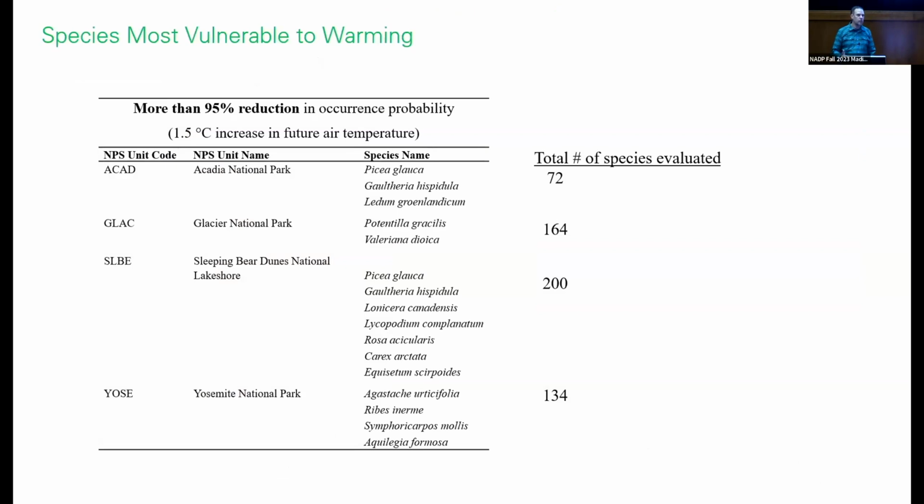And this is just an example of what we can do to actually drill into the species level information to generate species lists by parks that are either more or less vulnerable to warming. So these are the species that are expected to have more than a 95% reduction in their chance of occurrence with a 1.5 degree increase in future air temperature. It's a relatively limited number of species compared to the total number that were evaluated for a given park. But we can create these lists for any level of reduction or increase as well. In some cases, if an invasive species is going to be increasing, that's something that a park may want to know about.